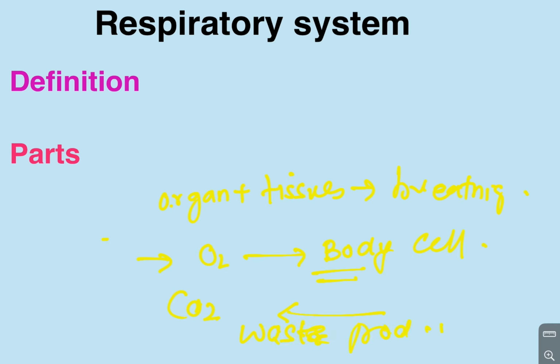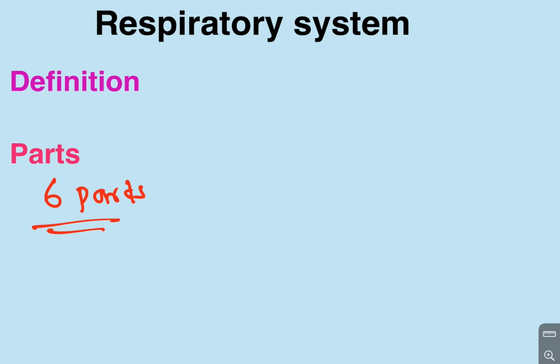Now we will study in detail what are the different parts of the respiratory system. Do you know what the parts are? I think most of you know the parts of the respiratory system. There are basically six main parts, six parts of the respiratory system. We will study those in detail with the help of a diagram also, but right now I'm just telling you the names and a little bit of their functions, and then we will study with the help of a diagram as well.